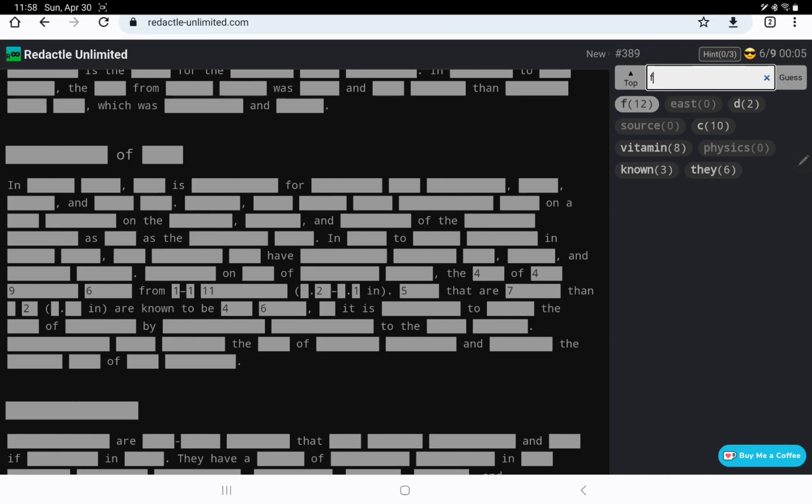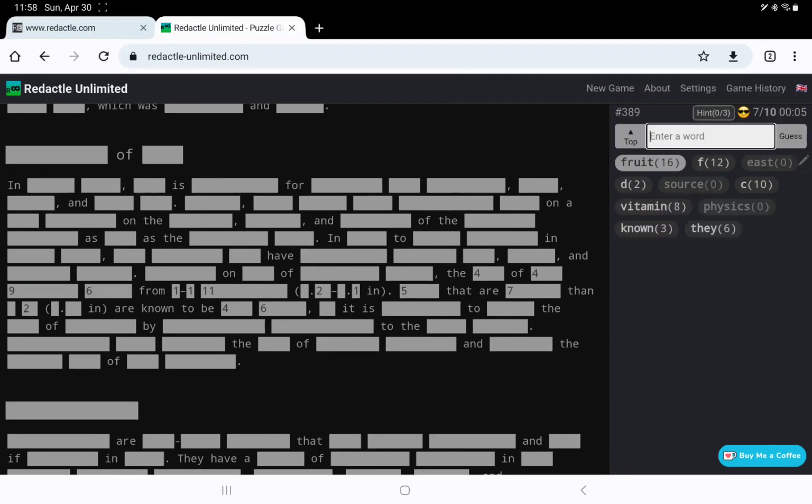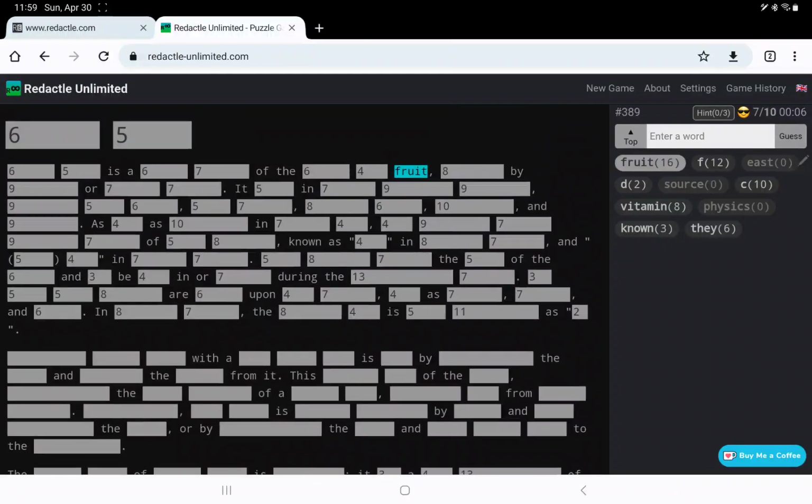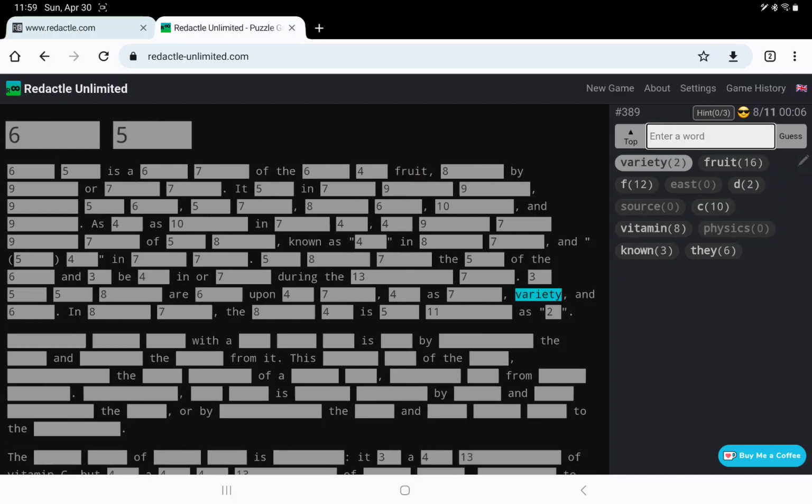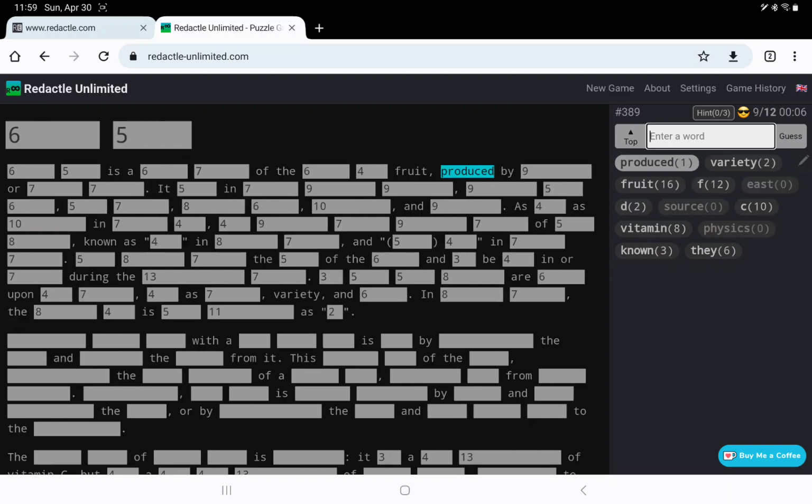Oh, maybe it's some kind of fruit. Let's see. Yes, there we go. 6, 5 is a 6, 7. So it's maybe a variety. We do have variety, but it's a something of the 6, 4 fruit. Is it produced by? Oh, so maybe it's a byproduct.